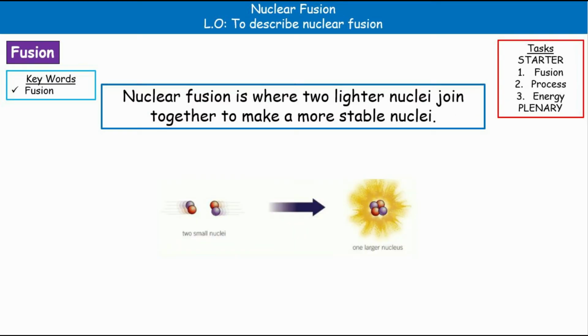So put a new little subheading for me of nuclear fusion this time. So the second process, nuclear fusion, is where we start with 2 small nuclei and they're going to join together to make a more stable nuclei. So they're going to join to make one larger nucleus. So write down our definition of what nuclear fusion actually is in your books.